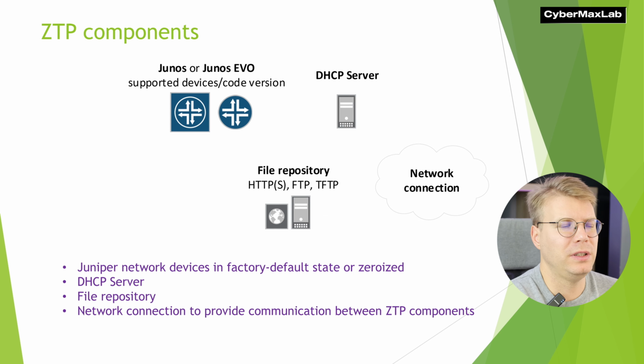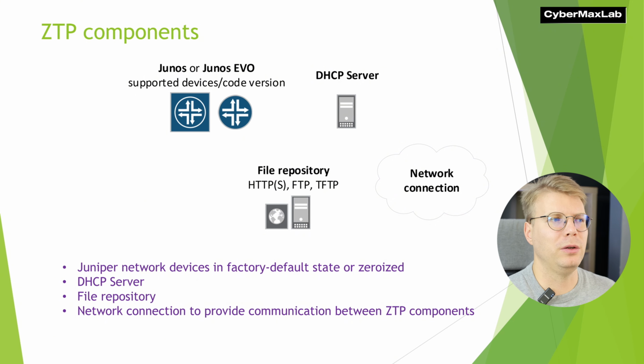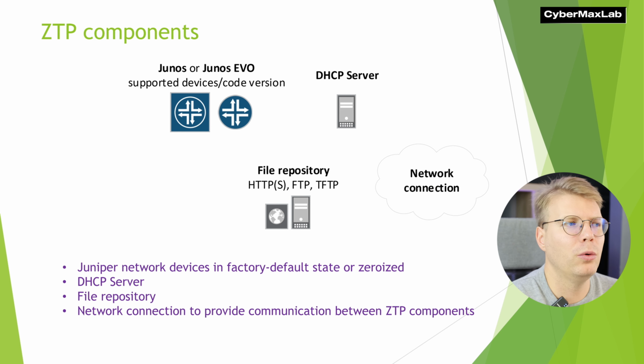What are the components of ZTP? First of all, you will need a network device running Junos or Junos EVO of a supported model running at least the minimum software version. Currently present in the amnesiac mode, which is factory default state when you take it out of the box, or if it was zeroized before with the request system zeroize command.